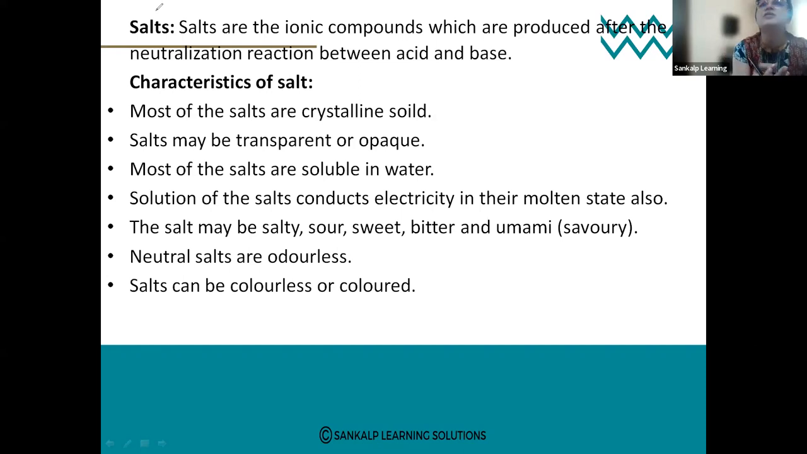Also for amla candy, and in Pani Puri, right? So these are used like that. It is good for taste as well as for digestion. So some salts taste differently: salty, some sour, some sweet, some bitter, some savory.